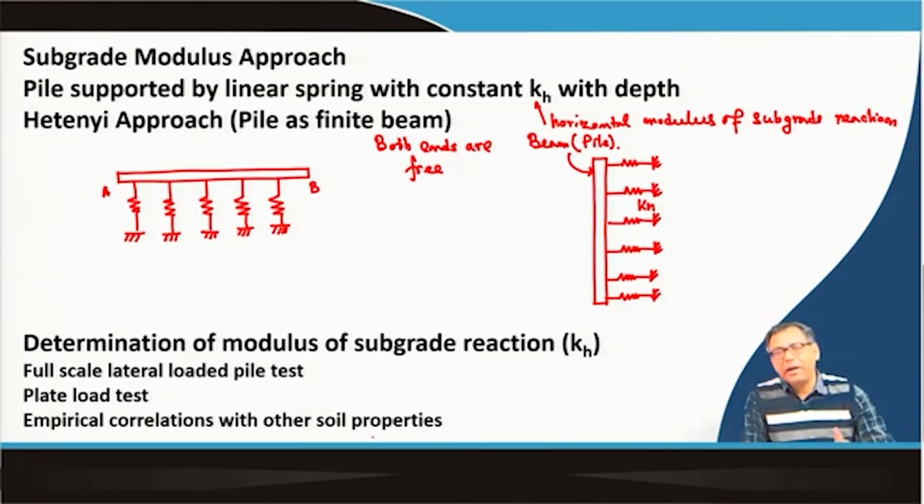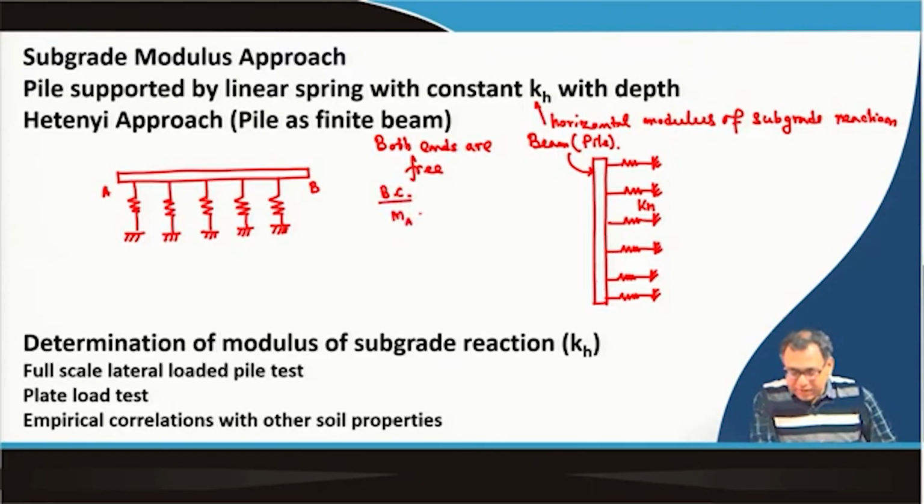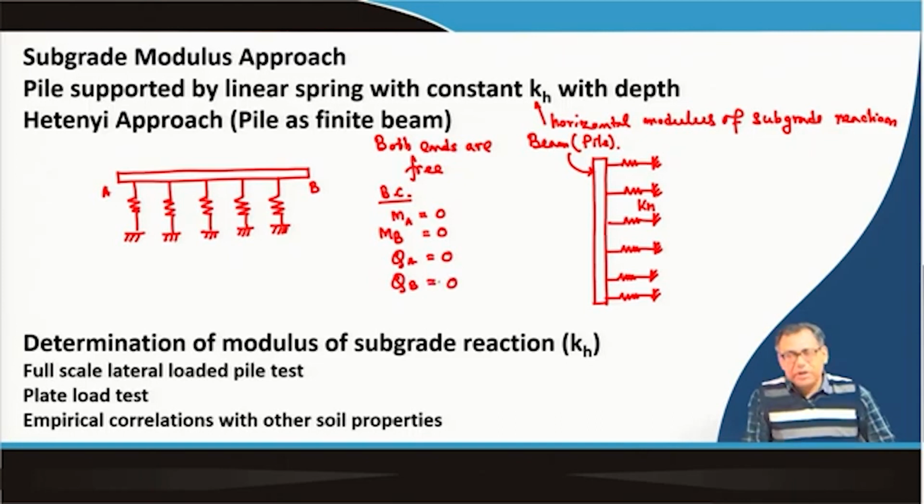Why do we have to make the bending moment and shear force zero? Because both ends are free. So, the boundary conditions are that the moment at A is 0, the moment at B is 0, the shear force at A is 0, and the shear force at B is 0. These four are the boundary conditions for this finite beam with both ends free.